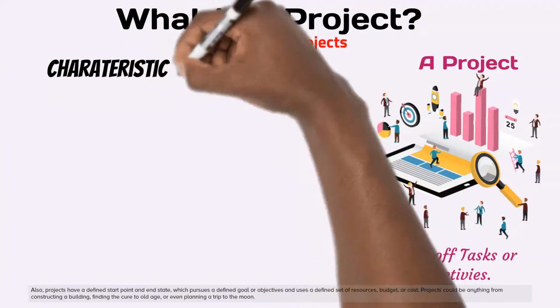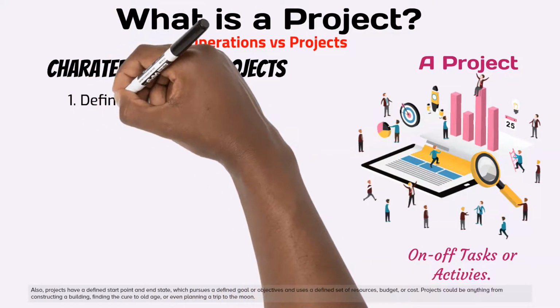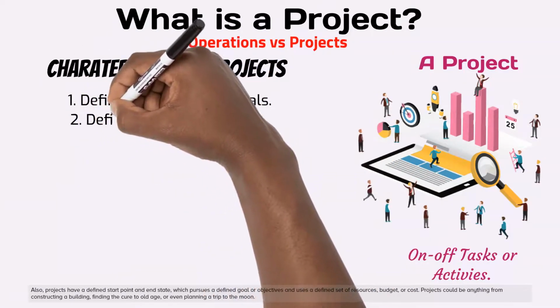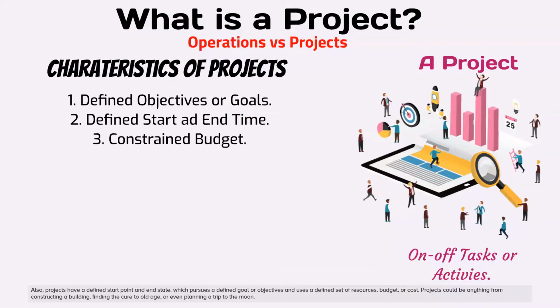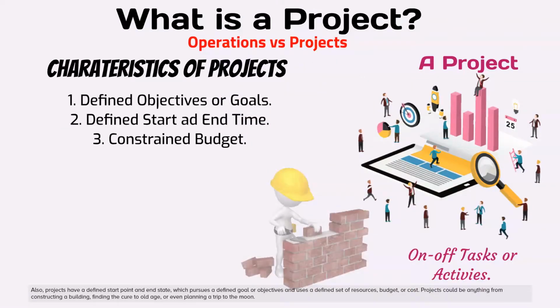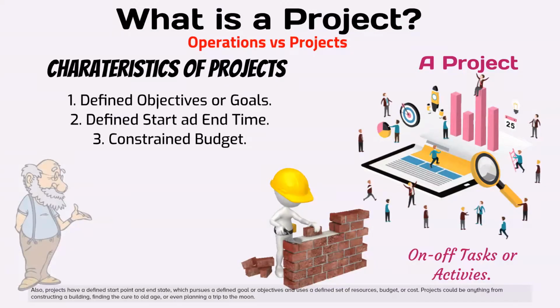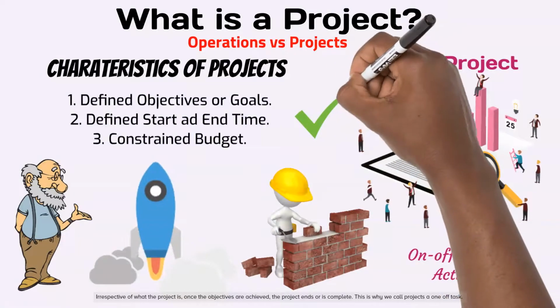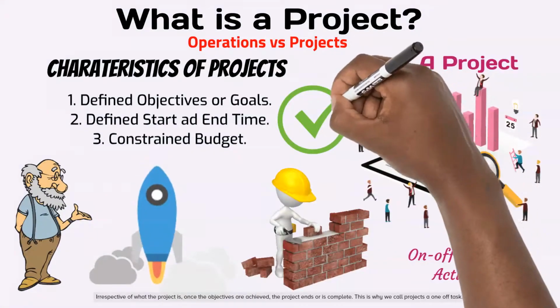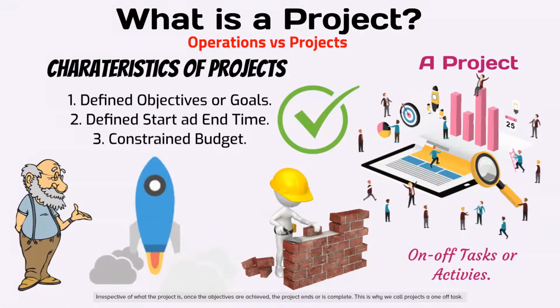Also, projects have a defined start point and end state, which pursues a defined goal or objectives and uses a defined set of resources, budget, or cost. Projects could be anything from constructing a building, finding the cure to old age, or even planning a trip to the moon. Irrespective of what the project is, once the objectives are achieved, the project ends or is complete. This is why we call projects a one-off task.